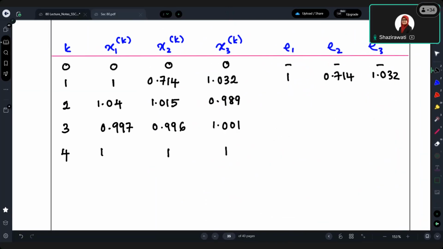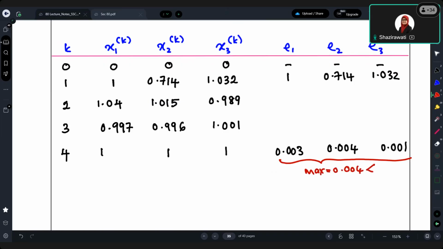So now kalau kita tengok the difference between two consecutive: 1 minus 0.997, 0.003. X2 current minus X2 previous, 0.004, and then X3 current minus X3 previous, 0.001. So out of those three, yang maksimumnya adalah 0.004, which is less than your epsilon given in the problem. So here we can stop.